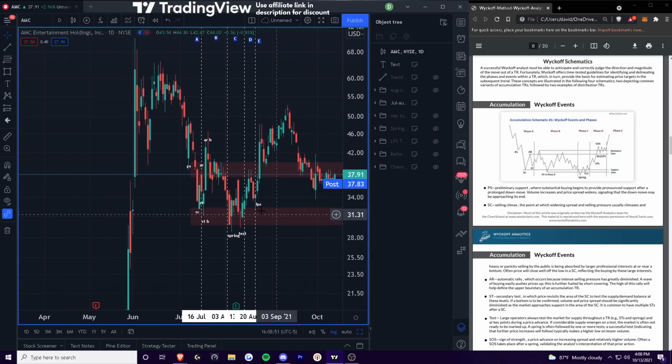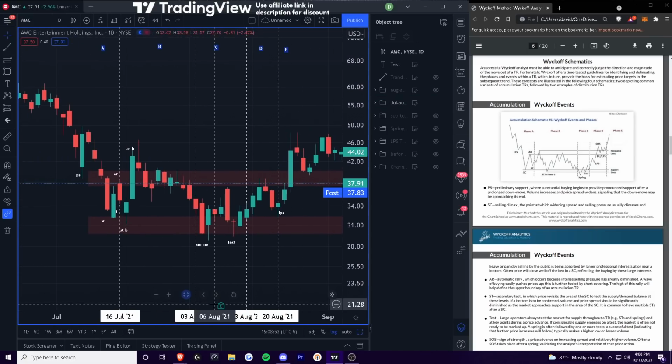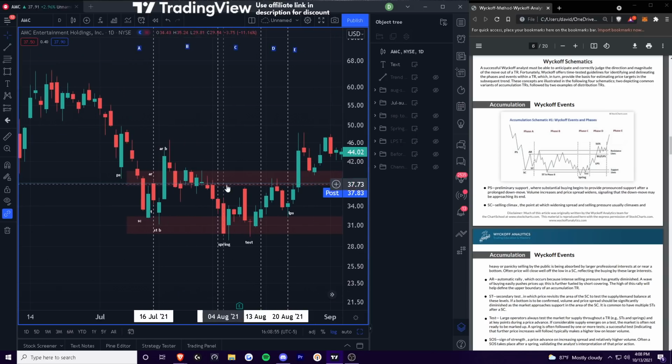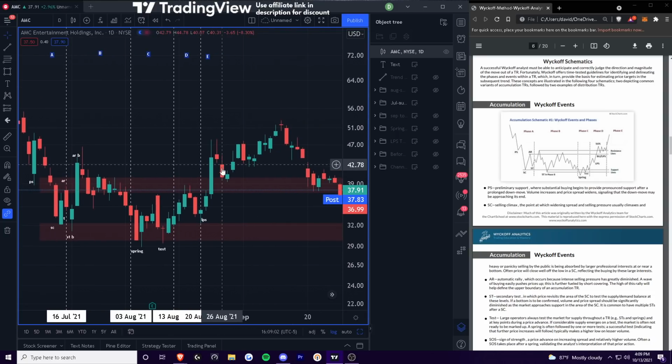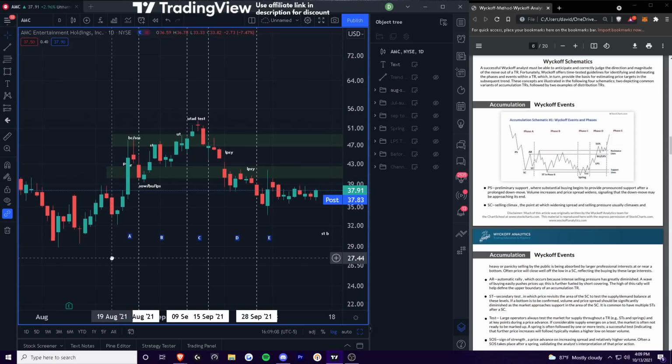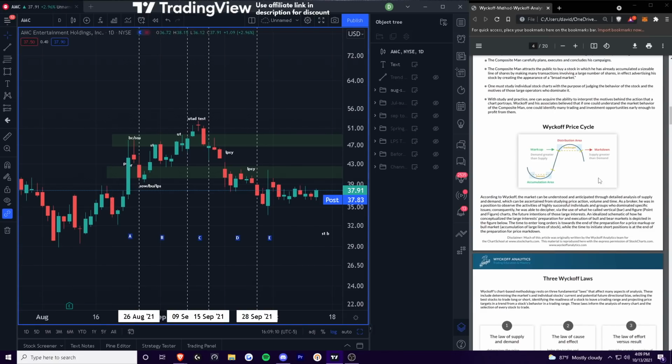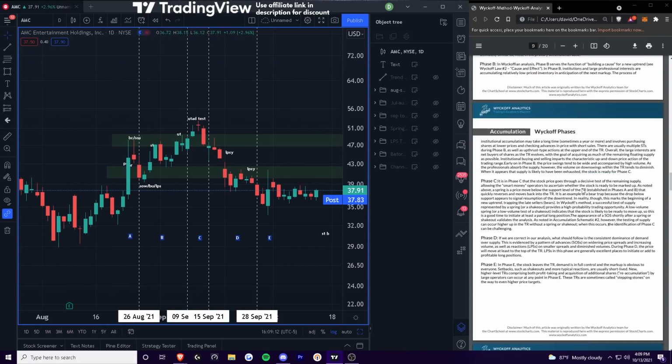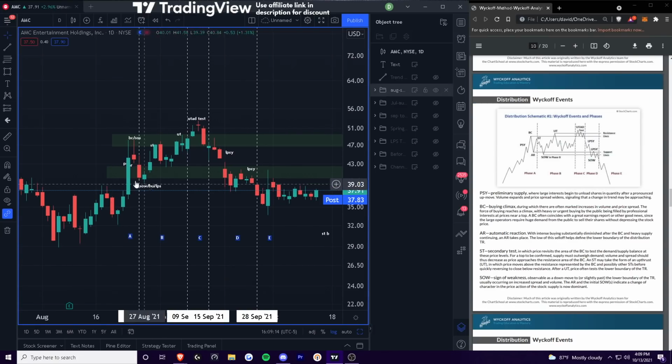Oh yeah. This is the first accumulation schematic, I believe, right? Where you had the spring test, last point of support, boom, and then you had your sign of strength up here, and then that transitioned into the distribution schematic here, which is this schematic that you see on the screen here.